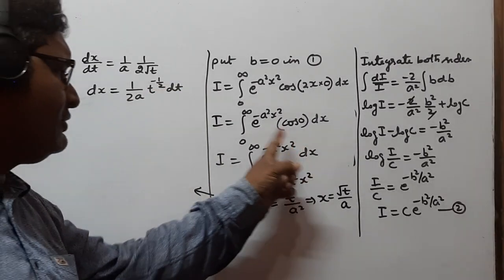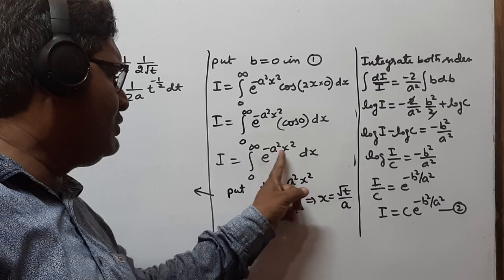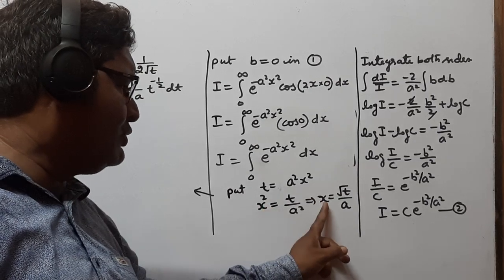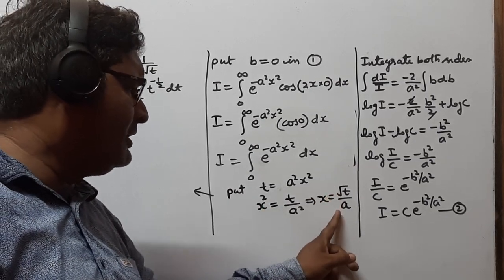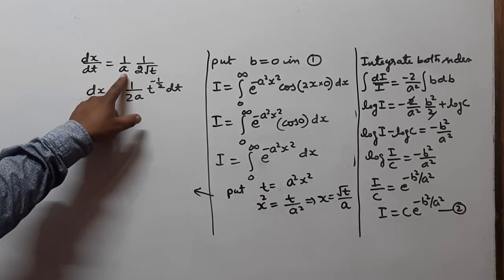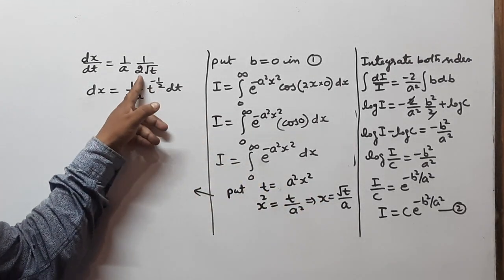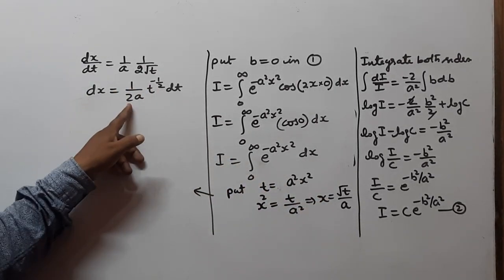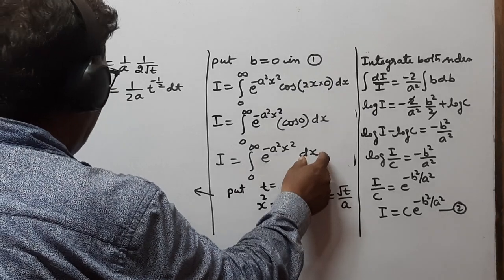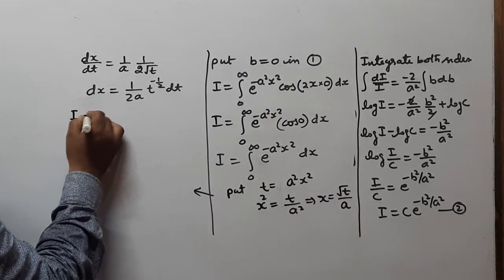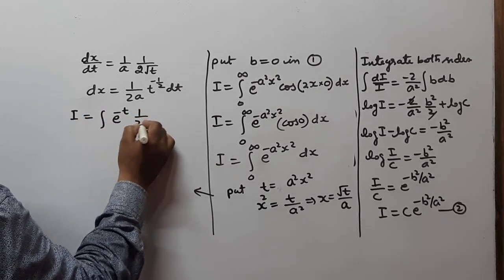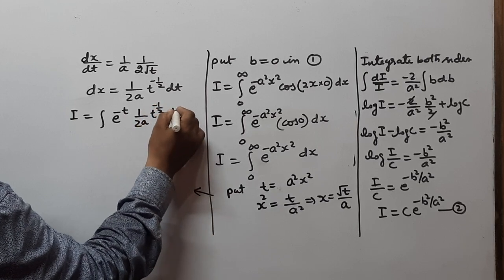You can see that for solving this, first we put t equal to a square x square. Now x square can be written as t upon a square. Taking the square root, we get x equal to root t upon a. Now we differentiate x with respect to t: dx upon dt is 1 upon a, a constant, and the differentiation of root t is 1 upon 2 root t. So dx is equal to 1 upon 2a t to the power minus 1 by 2 dt. Now we put the value of dx here, so I is the integral of e to the power minus t times 1 upon 2a t to the power minus 1 by 2 dt.